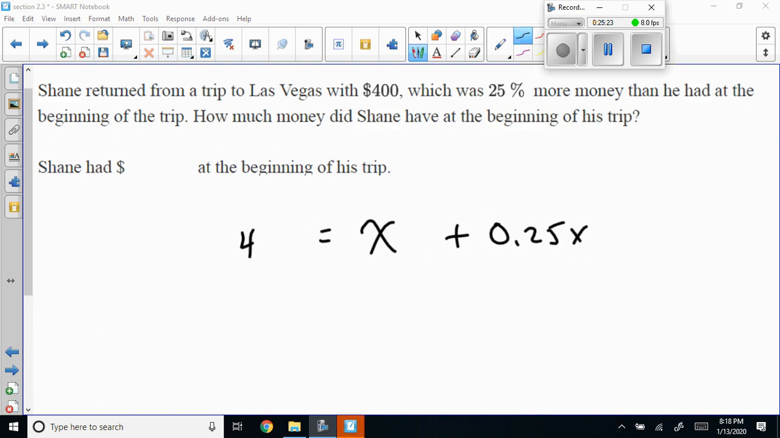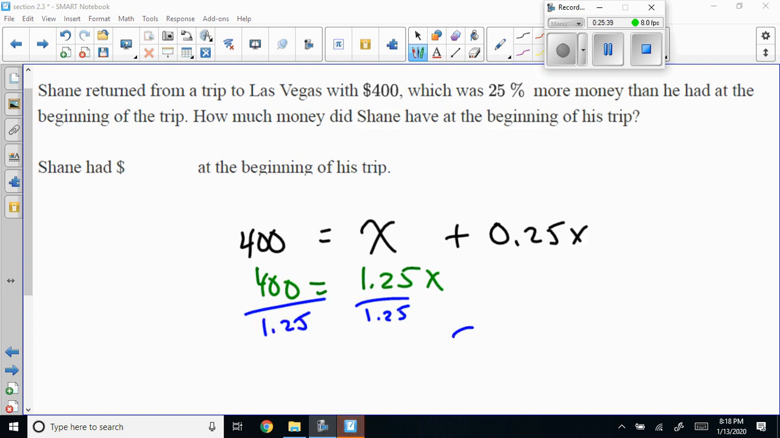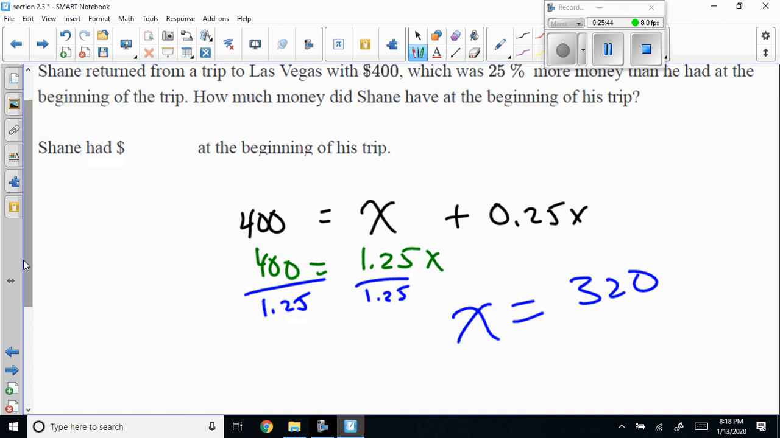When he got home, he had how much? $400. Good. So you go 400 equals 1.25x. Now, divide both sides by what? X is equal to, ladies and gentlemen, $320. Okay. How did I get to 1.25? What's the coefficient in front of the X? 1. You put it together, okay. Combine like terms, right? Correct?